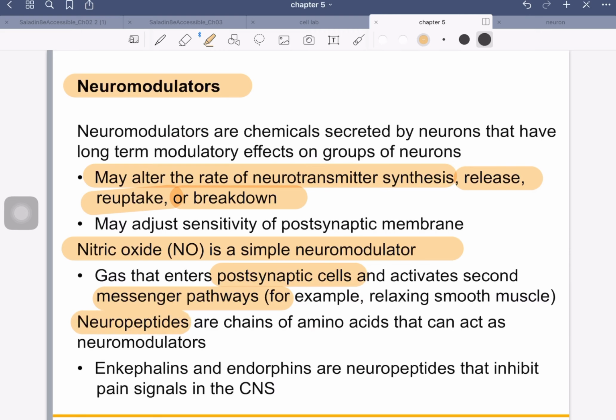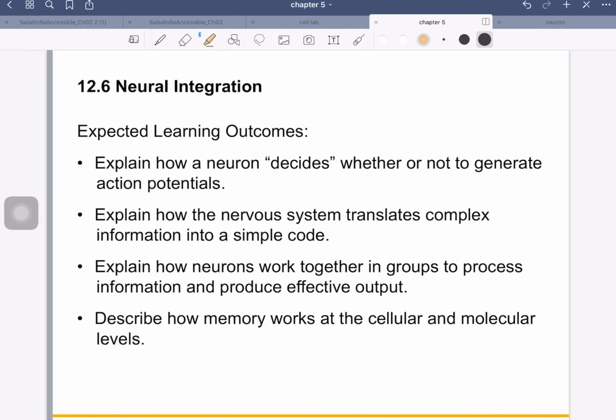Neuropeptides, of course, look at the name, neuropeptides. They're a chain of amino acids. Enkephalins and endorphins, which we quickly had a look at when we were looking at the chemical classes of neurochemicals in the last video, can actually inhibit pain signals in the CNS, and that's something we'll touch on in future chapters.